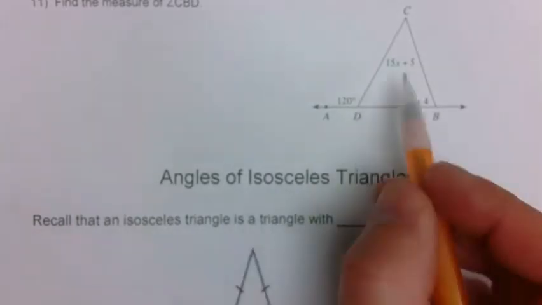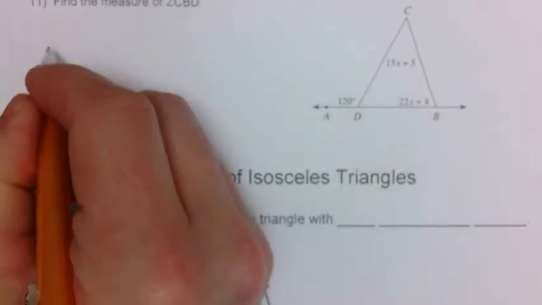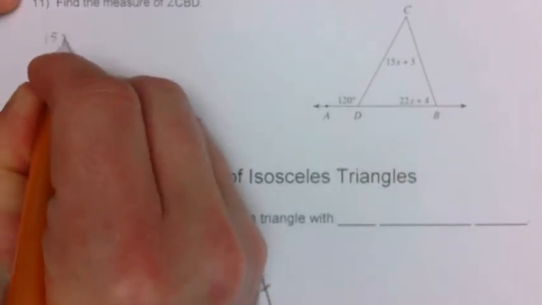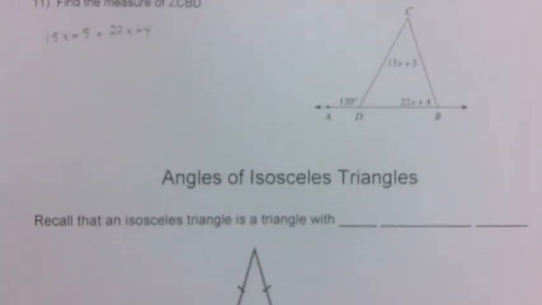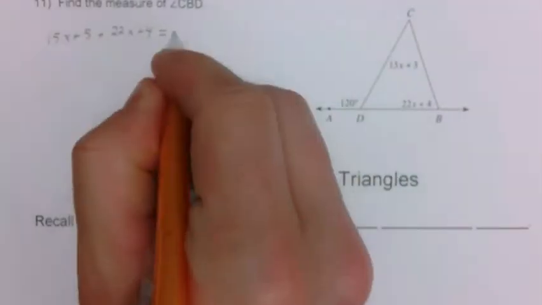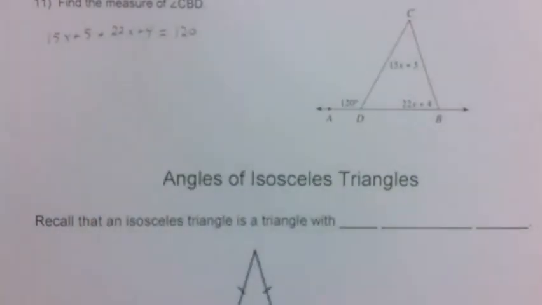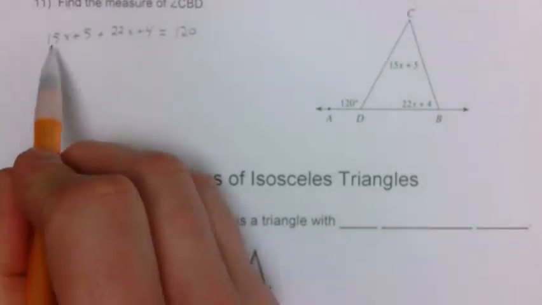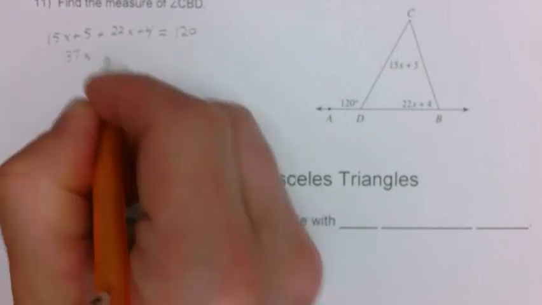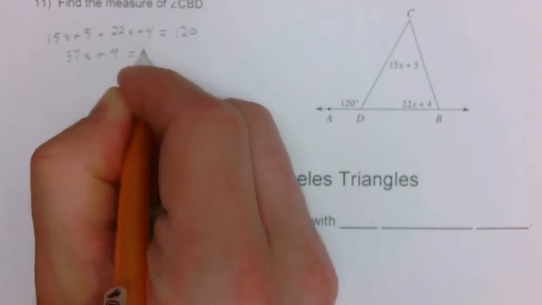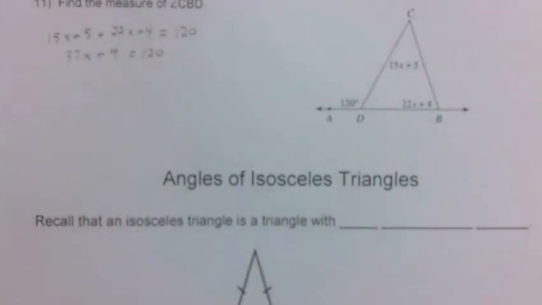So I can create an equation where if I add these two angles together, I'll start by writing 15x plus 5 plus 22x plus 4. The sum of these two angles is going to have to be equal to the exterior angle, which is 120 degrees. Okay, I can simplify my equation so that it becomes a two-step equation. 15x and 22x makes 37x. 5 plus 4 is 9. And again, it has to be equal to 120, which was the exterior angle.